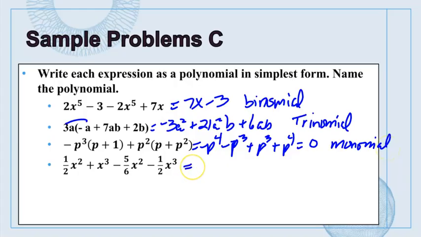Next, I have 1/2 x squared minus 5x squared. So if I get 6x squared, so if I get common denominators, 3 minus 5 is negative 2. Negative 2 over 6 is negative 1/3 x squared. The x cubes cancel out, so I just have one term left over, so this is a monomial.